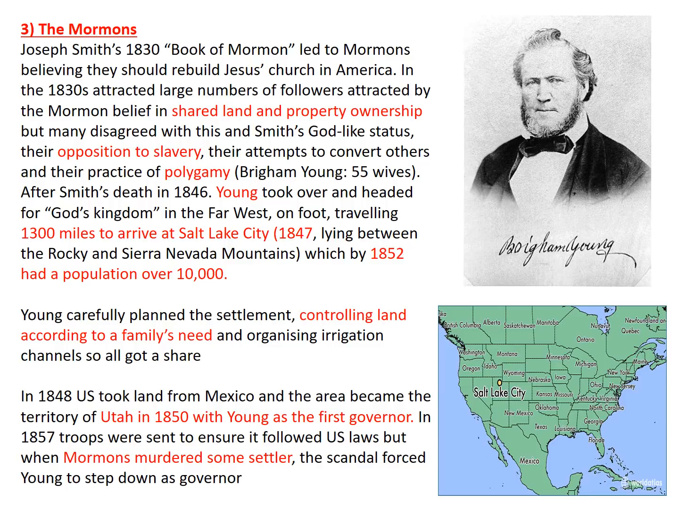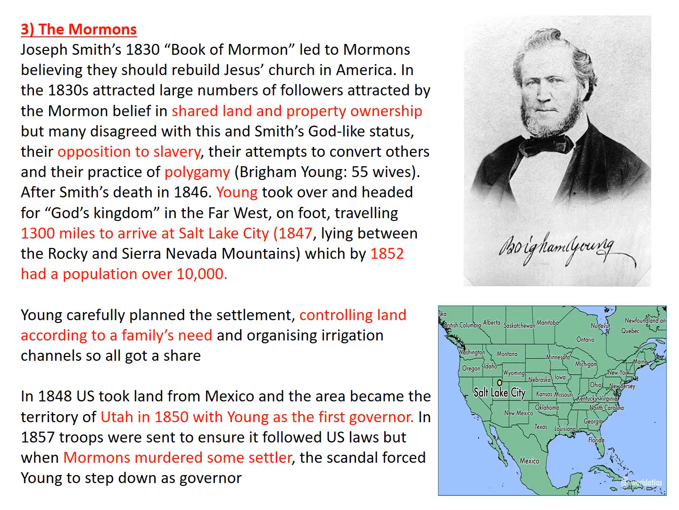Nevertheless, after Smith's death, under Young's leadership, they headed to what they saw as God's Kingdom, travelling 1,300 miles on foot to Salt Lake City, and setting up their own conurbation there, their own safety, their own sanctuary at Salt Lake City, as you can see marked on the map, which had a population of over 10,000. Now, it was largely successful because Young very carefully planned the economy. He controlled land, he gave what each family needed, and he organised irrigation so the water was shared in these different circumstances, so everyone got their share.